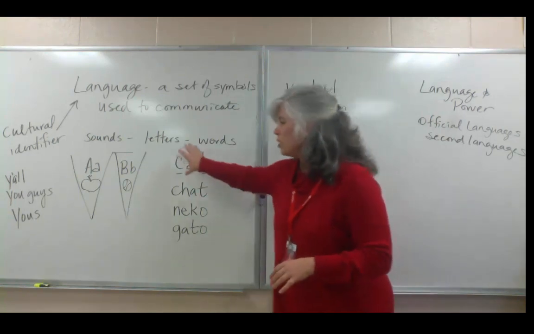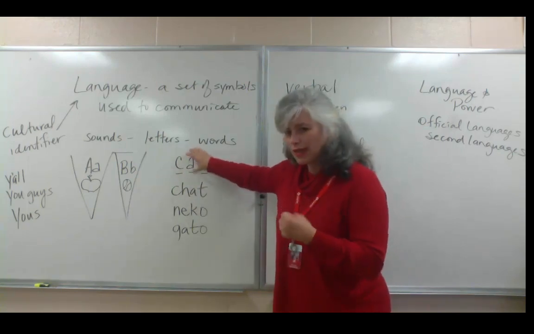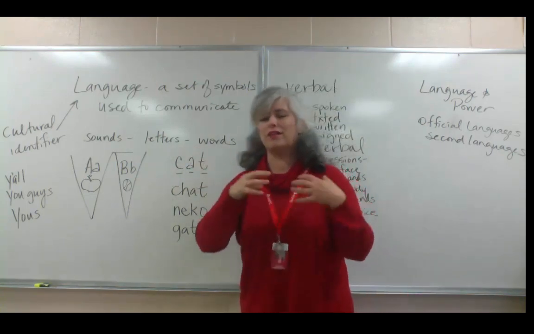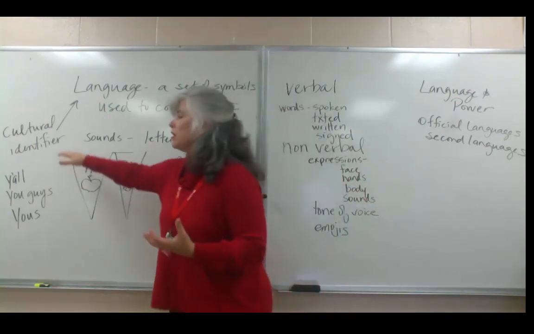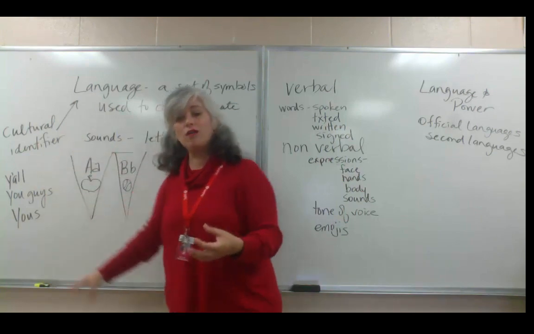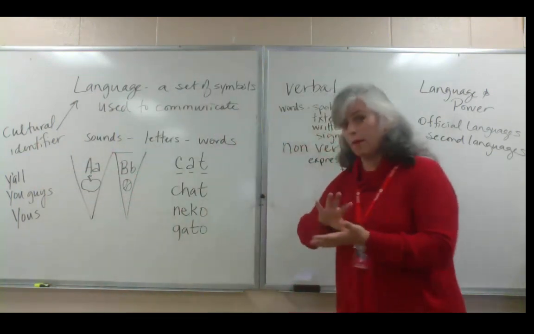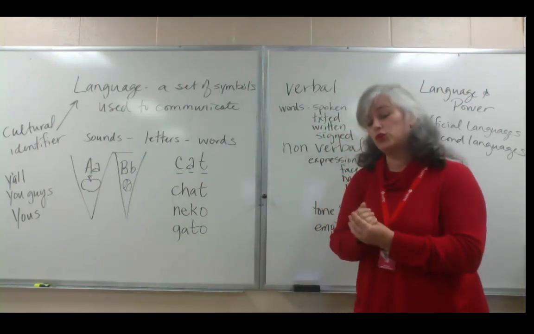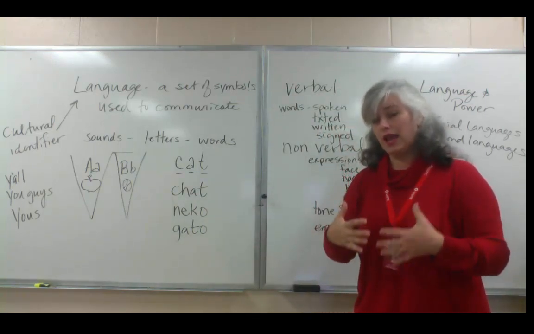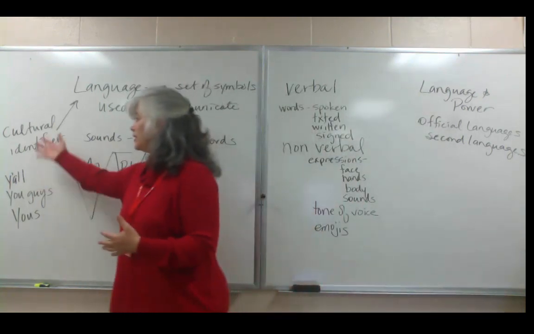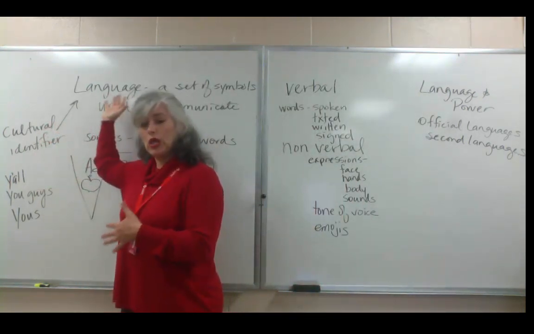But these don't look like the animal, they don't sound like the animal when you're pronouncing them, and so these are symbols that all of us agree, based on the language that we learned in our enculturation process, all of us agree that these words represent what they mean. And we learn this and we share this culturally with others in our social group. And so that's one of the reasons why we say that language is a cultural identifier.